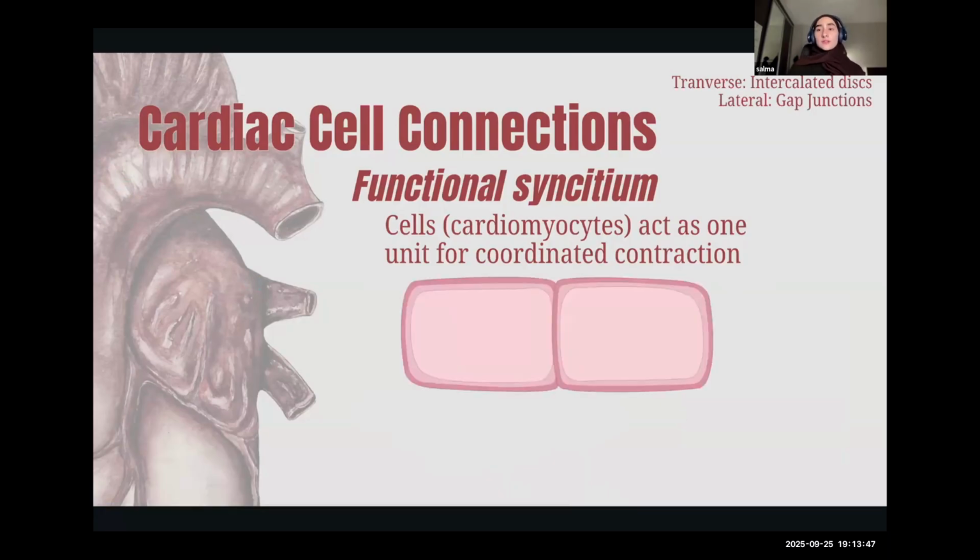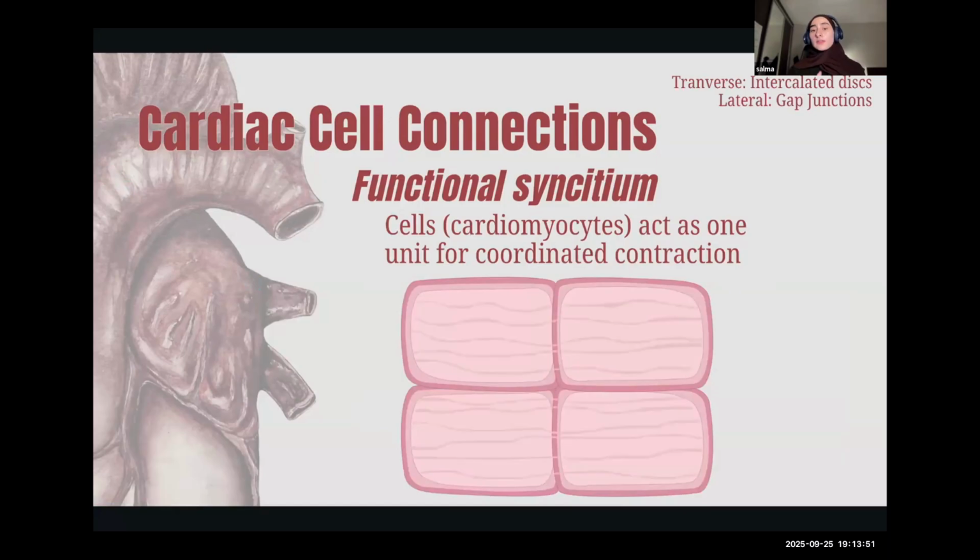Let's say we have 2 cells that are right next to each other, okay? And you have another 2 cells that are below it. And then you obviously have striations. What causes the striations?